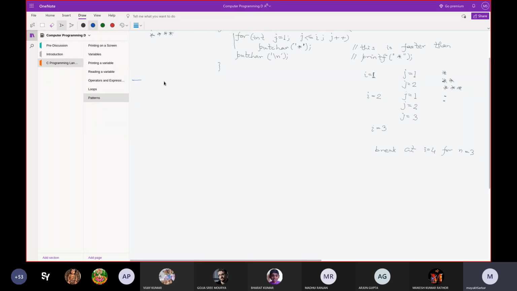Now let me go for a bit more complex pattern. Let me do it in a different color. Now let me put the star on the right hand side.